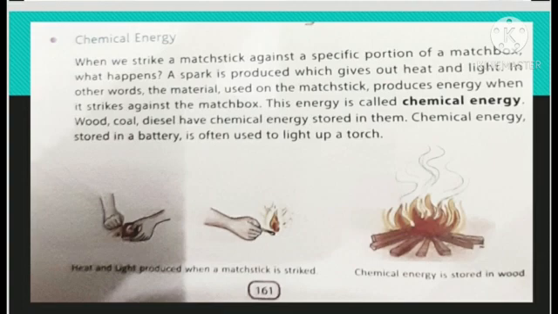Wood, coal, diesel have chemical energy stored in them. Chemical energy stored in a battery is often used to light up a torch. Coal, petrol, diesel, wood, etc. All these materials are having an energy hidden inside them, which on burning produces light and heat energy. Such a form of energy is called the chemical energy.